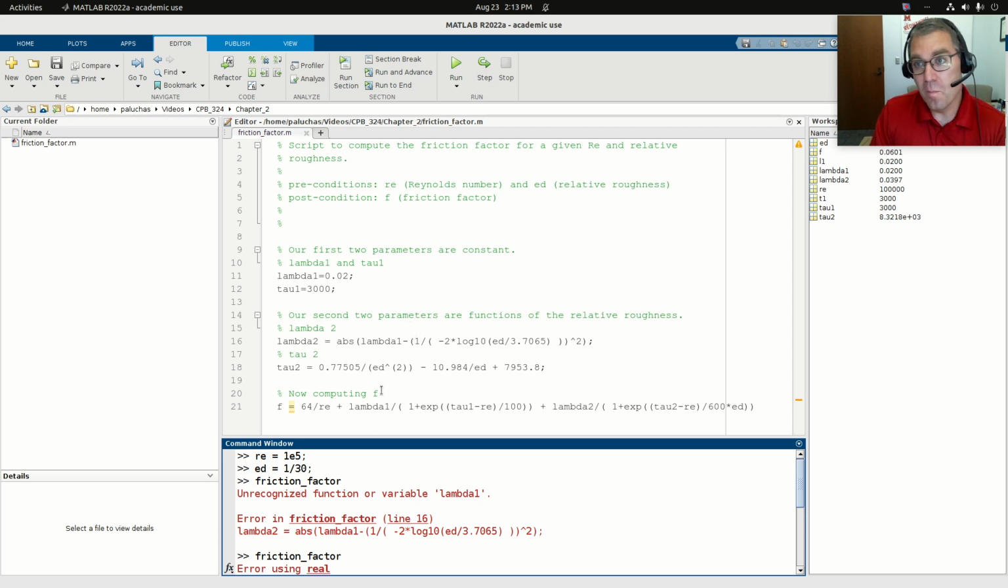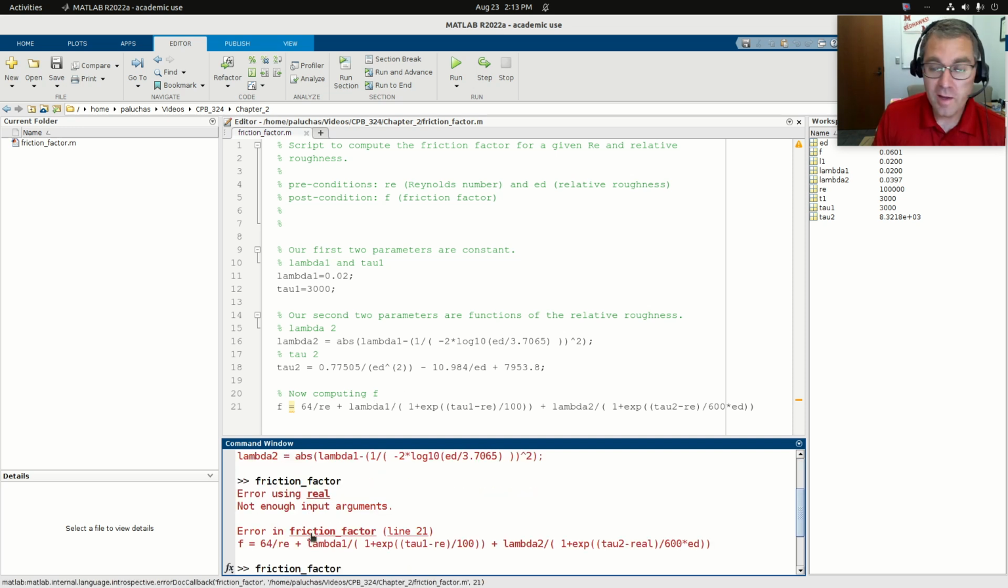And so it wouldn't have been a bad idea after lines 16 and 18 to run my code to see if I had any errors before I got to line 21. But really, you don't have very many lines here, so it wouldn't have made a huge difference.